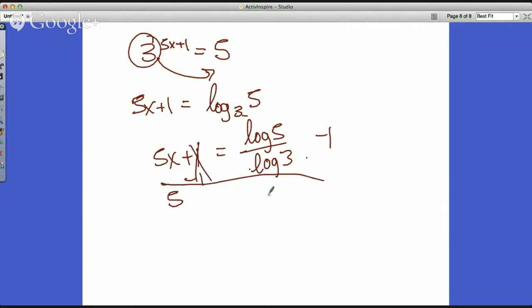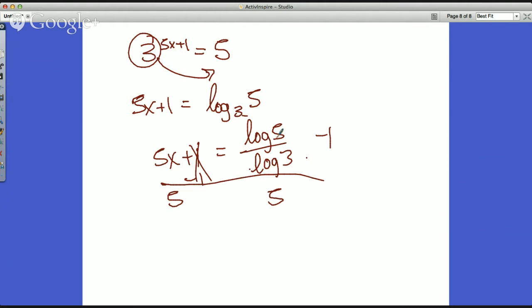So you'll take log of 5 over log of 3, subtract 1, divide by 5. Would you mind going over how you got the division there on the right side? Remember, anytime I have a log base 3 of 5, or anything that has a base in it, I can change it and solve for it by doing the log of the outside divided by the log of the base. That's why we would have log of 5 divided by log of 3.